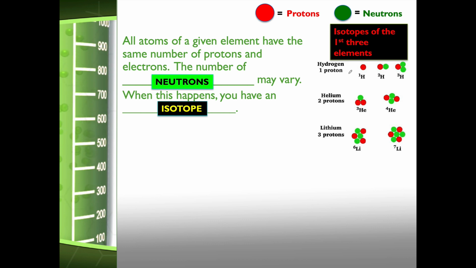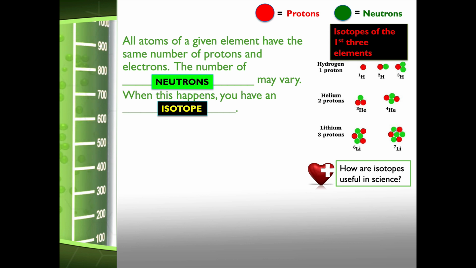Now, notice that in every single version of these 3 elements, you have a different number of neutrons. For example, in hydrogen 1, that's what this one's name is, there are no neutrons, so it's just 1 single proton, that's it. In hydrogen 2, you have 1 neutron, and in hydrogen 3, you have 2 neutrons. In helium 3, you have 1 neutron. In helium 4, you have 2. That's, again, the green dots. In lithium 6, you have 1, 2, 3. In lithium 7, you have 1, 2, 3, 4. Okay? So in each one of these elements, you have a different number of neutrons, and that makes them isotopes of each other.